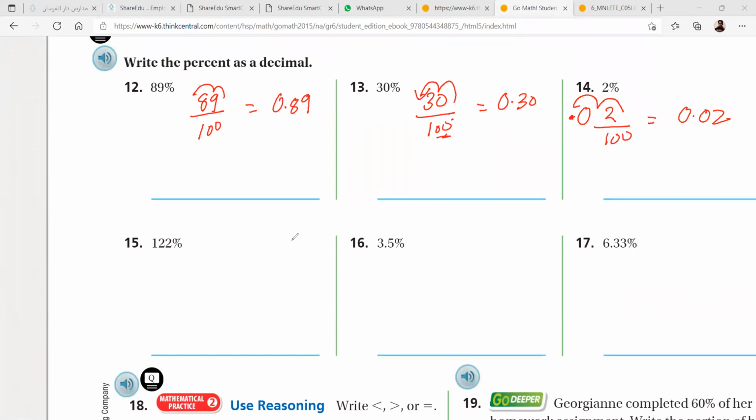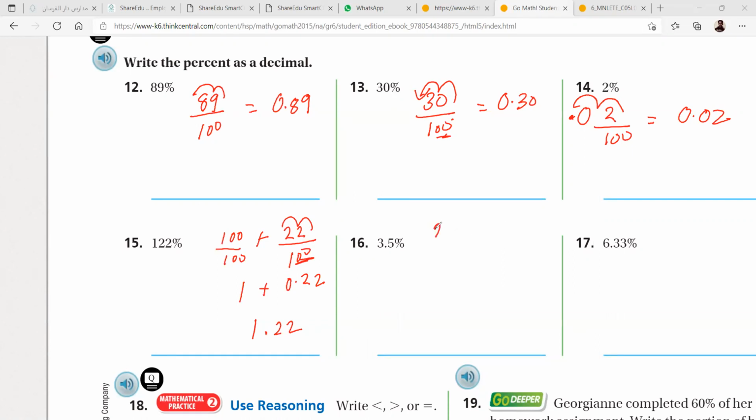Lamar, you have 122%. That is 100 over 100 plus 22 over 100. So this is 1 plus, how do you do this? 1, 2. It means 0.22. 0.22. Any questions? Number 16, so I can know if I understand that question.